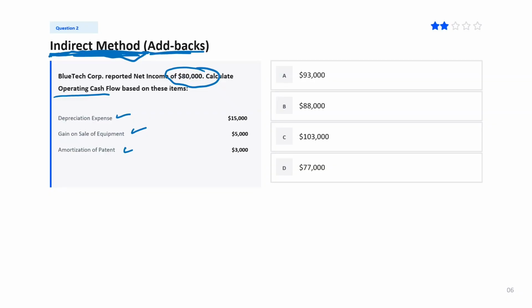And the other thing we are asking ourselves, is it a non-operating item? If it's a non-operating item, we also reverse it because the cash flow belongs in the investing section. Think about which item impacts that 80,000 net income figure. And on the next slide, we're going to do it together.